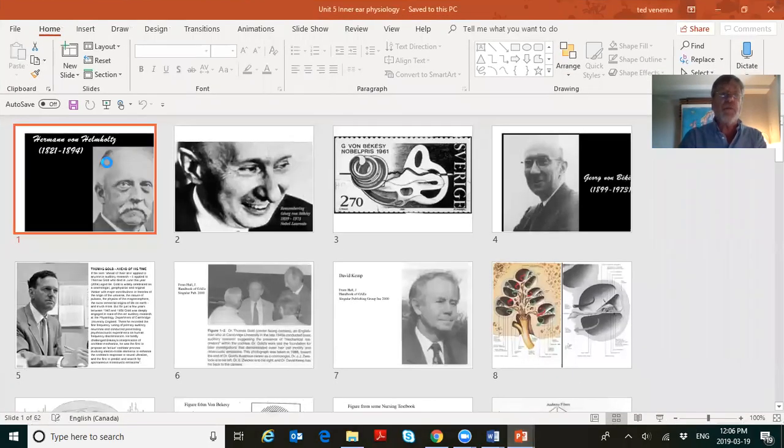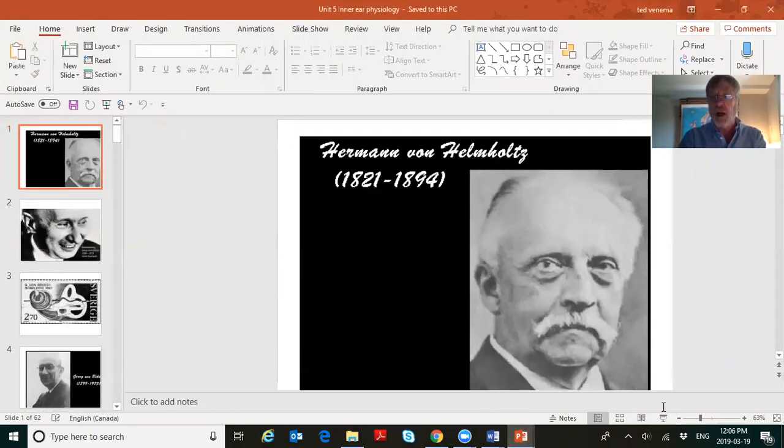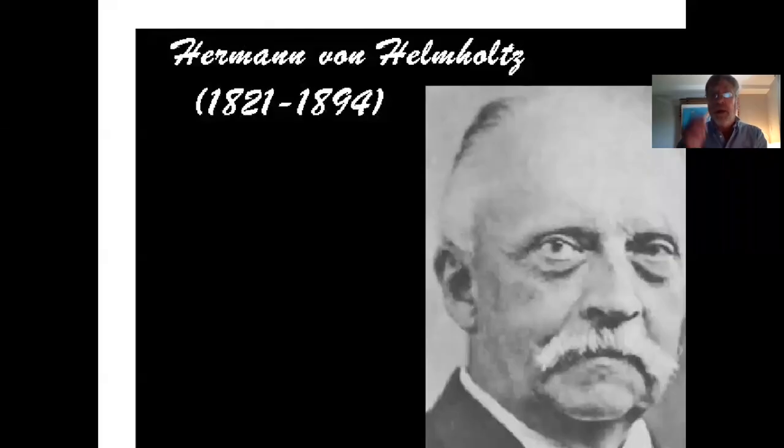Here we go. Look at this guy, Hermann von Helmholtz. Hermann von Helmholtz was the guy that discovered that hair cells are located in specific places. He is the one that discovered that high-frequency hair cells are located at the base of the cochlea and that low-frequency hair cells are located at the narrow apex of the cochlea. Hermann von Helmholtz. Okay, but he didn't know how it was done.